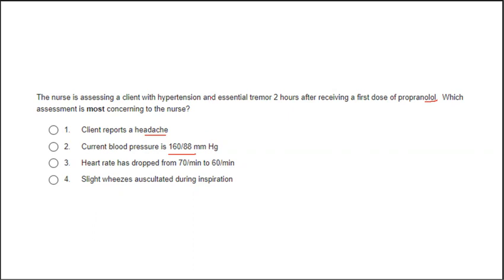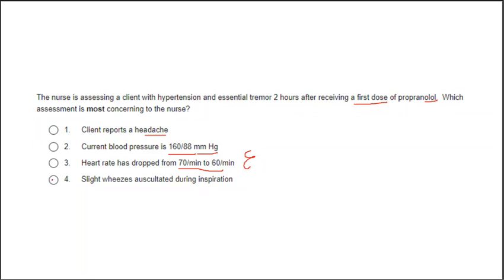Again, remember, this is the first dose of this medication. So it may take some days of treatment for the blood pressure to reduce to a more normal value. So I won't be concerned about this reading. How about option 3? The heart rate has dropped from 70 to 60. Again, this would be expected with our propranolol. If we see that reduction in the heart rate, that would be expected. We'll just need to continue to monitor it for further reduction.